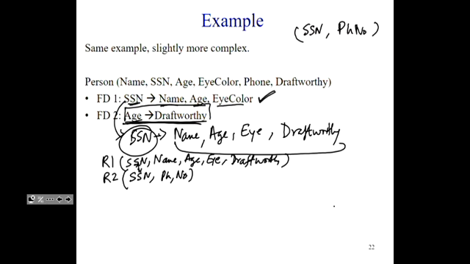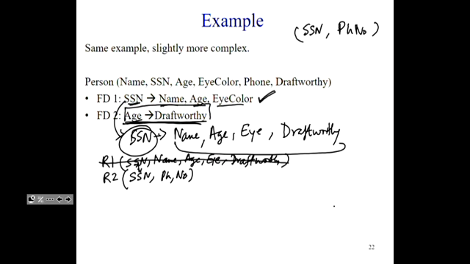So how would we decompose it? R1 goes away. I want to decompose R1. What would I get? I actually have a question. We have SSN implies age, and age implies draftworthy. So wouldn't SSN imply draftworthy then? SSN does imply draftworthy. So I'm having a hard time understanding why this is violating.